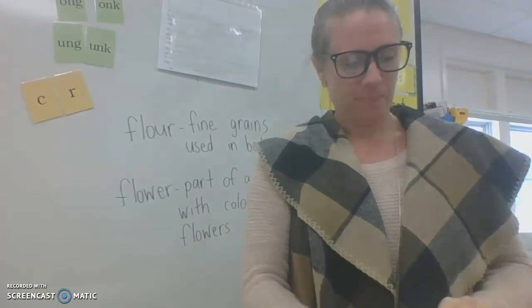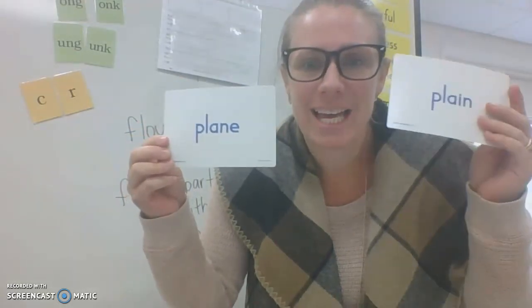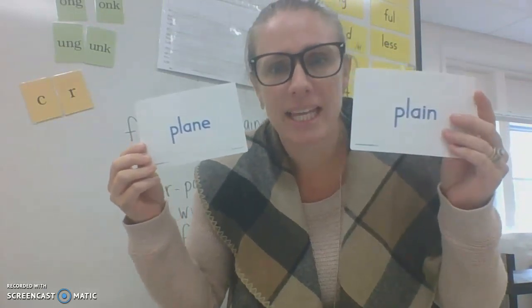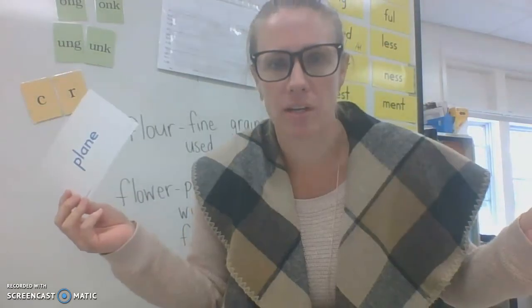Okay, one more. We have plane and plain. Can you make up a sentence with each? This is plane. Yep, like an airplane. And this is plain, like simple. He wore a plain outfit, nothing on it.